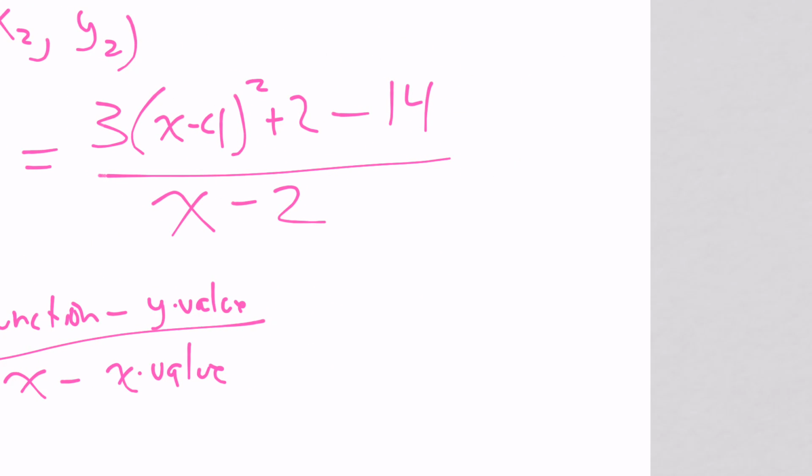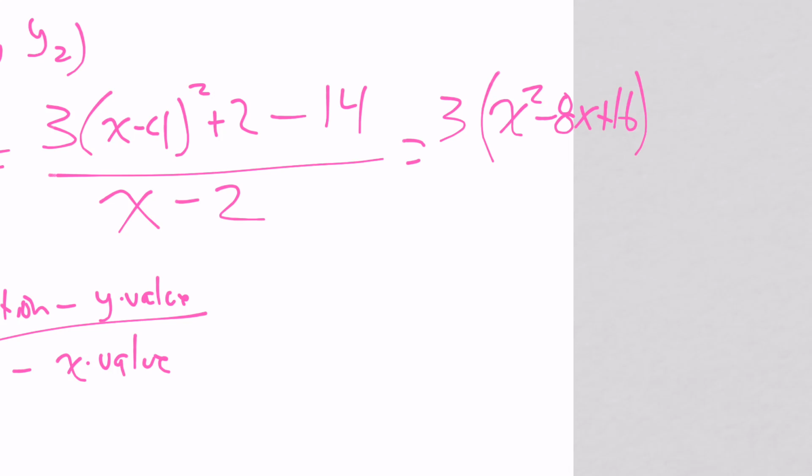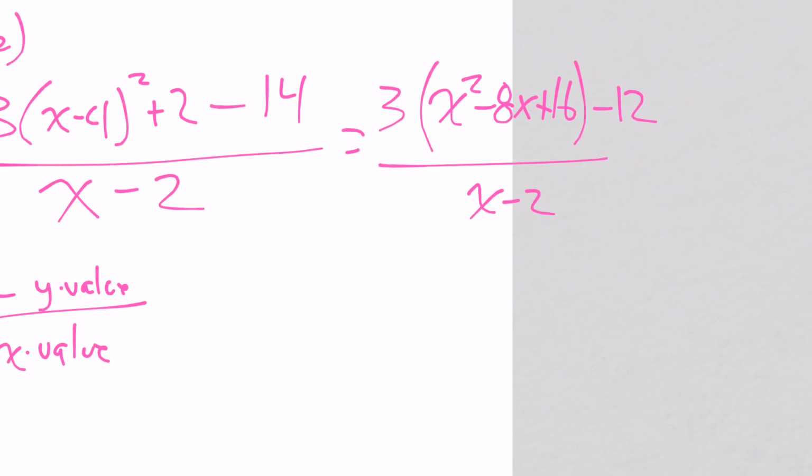First off, a plus 2 and a minus 14 can be written as a minus 12. So I've got a 3 times (x minus 4) squared, I'm going to expand. So that's going to give me x squared minus 8x plus 16. Close it. And then I have my minus 12 over x minus 2. Can't do anything with that.